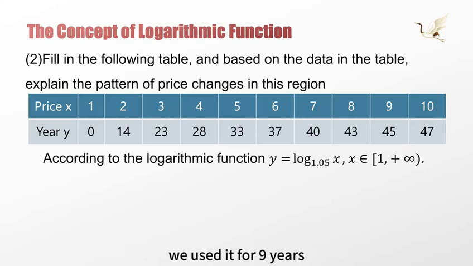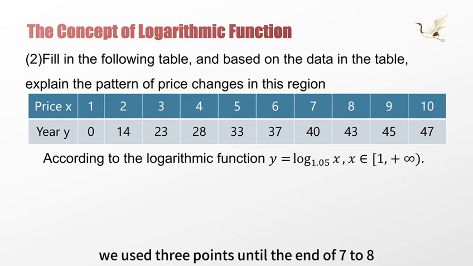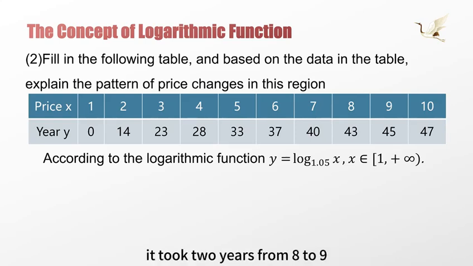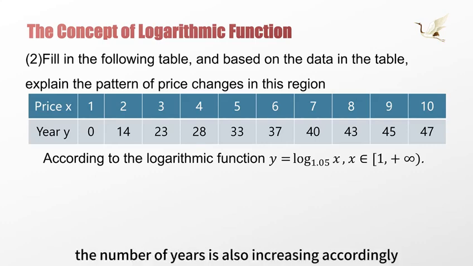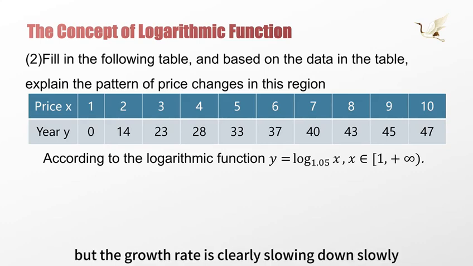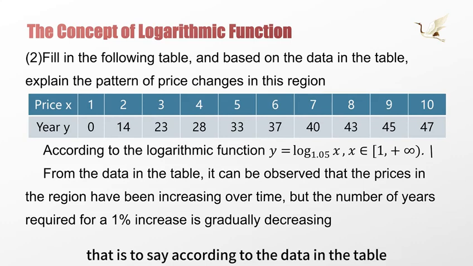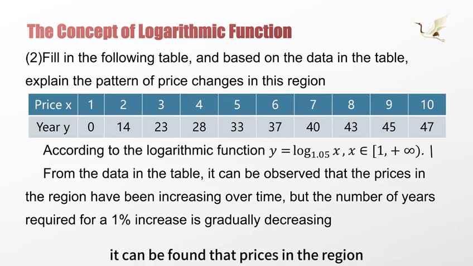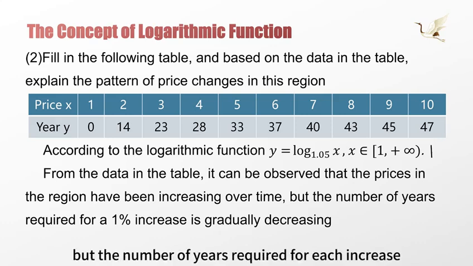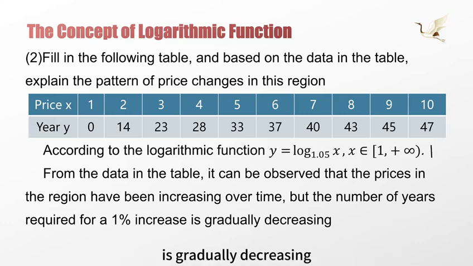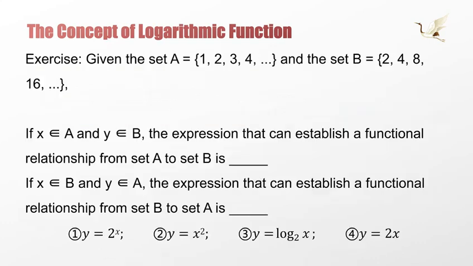From 2 to 3, it takes 9 years. Similarly, it continues until 7 to 8. It took 2 years from 8 to 9, and 2 years from 9 to 10. It is obvious that as prices change, the number of years is also increasing accordingly, but the growth rate is clearly slowing down. That is to say, according to the data in the table, prices in the region increase with time, but the number of years required for each increase is gradually decreasing. This is different from exponential function growth; logarithmic function growth gradually tends to moderate.